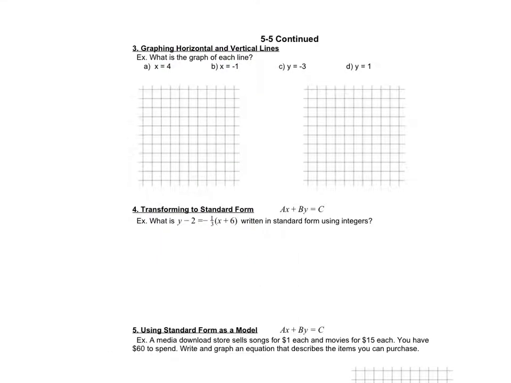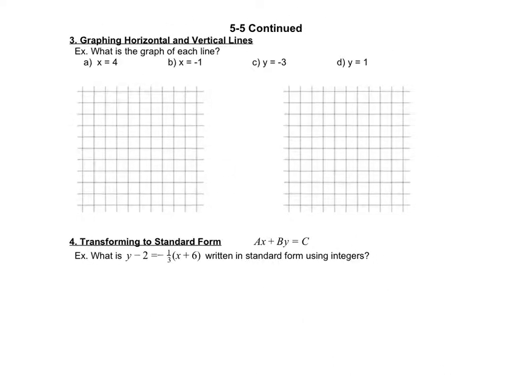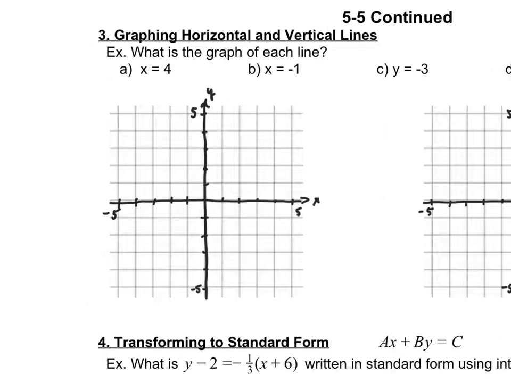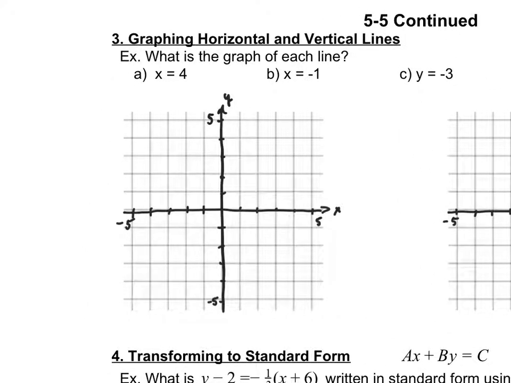Now we are going to do some graphing on horizontal and vertical lines again. Let's go ahead and create our coordinate planes. Okay, so when I go to graph vertical lines, if I rewrote a here in standard form, I have 1x plus 0y equals 4.